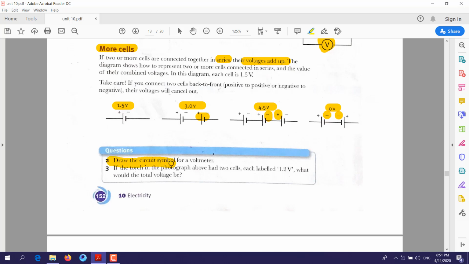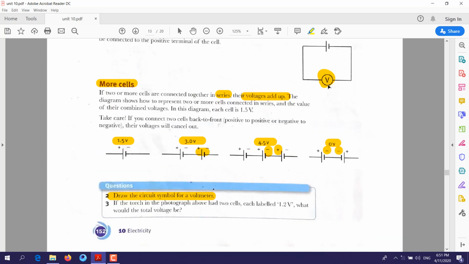Draw the circuit symbol for a voltmeter. This is the answer: a circle and the letter V inside it.